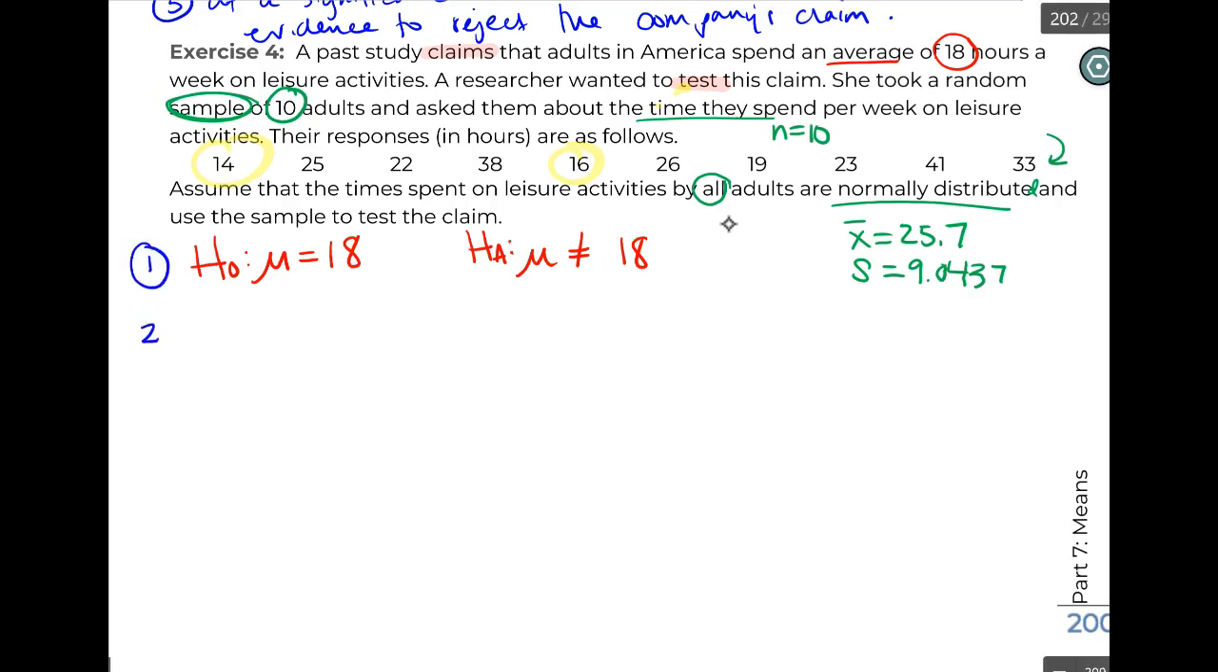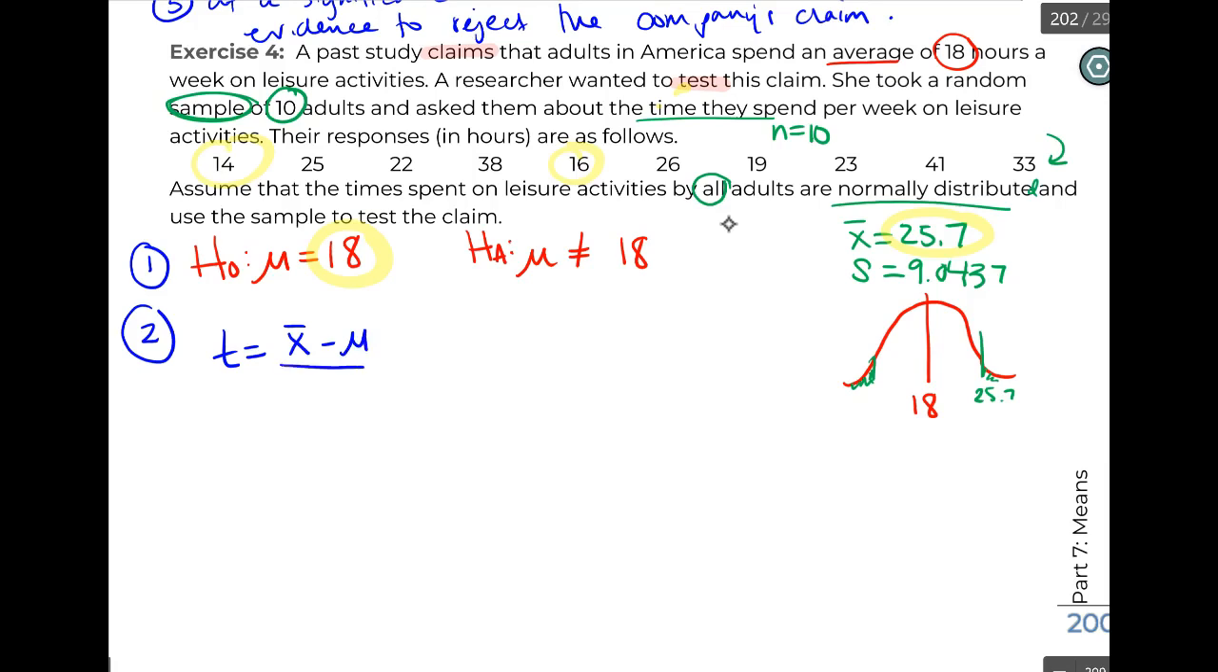We now need to look at our evidence and see, is 25.7 far enough from 18 that we can reject the statement that it is 18? This is the whole point of the hypothesis test. So we thought it was 18, or this past study claimed that. We went and took a sample. We ended up with 25.7, which seems really different than 18. Unfortunately, though, we are doing a two-tailed test, so we're going to have twice the p-value. And then, of course, we can go get our test statistic, which is our t: x bar minus mu.